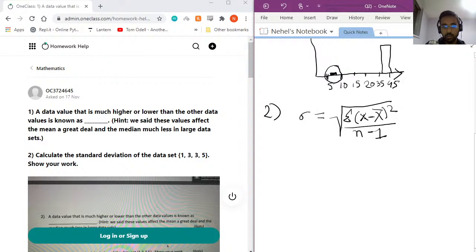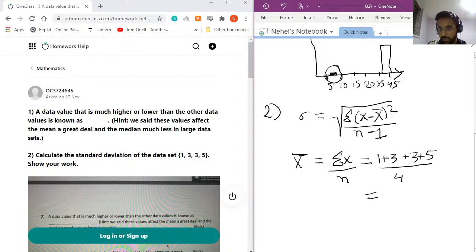Now x would represent all the values which we have in the data set. So in this case 1, 3, 3 and 5, and x bar is the mean. So first we can calculate the mean of the data set. The mean is basically the sum of all the values divided by the total number of values. So in our case, it will be 1 plus 3 plus 3 plus 5 divided by 4, which is the total number of values. So 5 plus 3 is 8, 8 plus 3 is 11, 11 plus 1 is 12, 12 divided by 4 is 3. So our mean is 3.